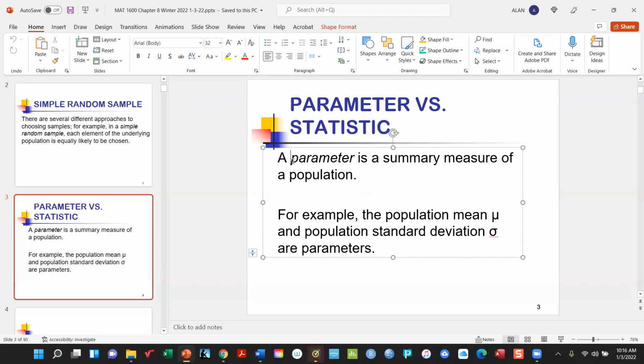The first type is called a parameter. And this one you're very familiar with because you've seen these before.